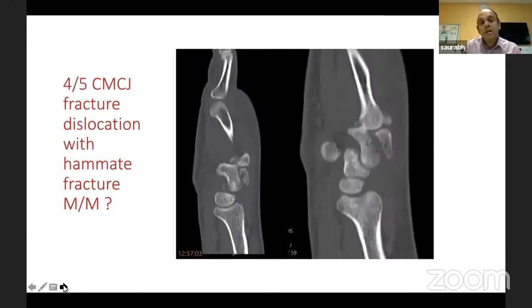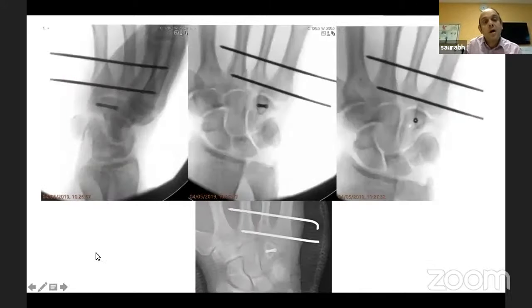Hamate we see more commonly. So this is one of my cases where, and we've all seen those. So that's fifth metacarpal, that's fourth. See how they plowed into hamate and dorsally sheared off that piece of bone. So it's a fourth, fifth carpometacarpal joint fracture dislocation. So in terms of management, this is what I did. So wire from fifth to fourth to an intact third metacarpal. So these two are distraction wires, as you can see here, to maintain the joint space.